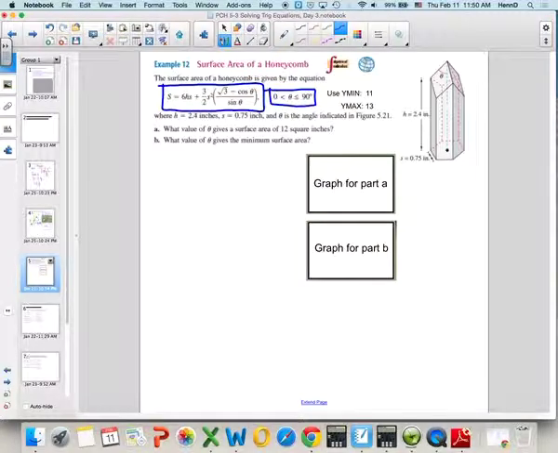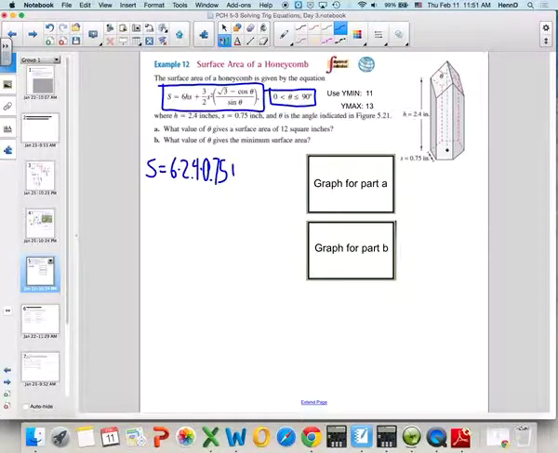So, we have two questions here. One is, what value of theta gives a surface area of 12 square inches? In other words, when does this whole equation equal 12, right? And then also, what value of theta gives the minimum surface area? Okay? So, we have to plug in what we're given first, though, before we could do anything. We're told that the height is 2.4, so S equals 6 times 2.4 times s. s, we're told, is 0.75. So, we plug that in.